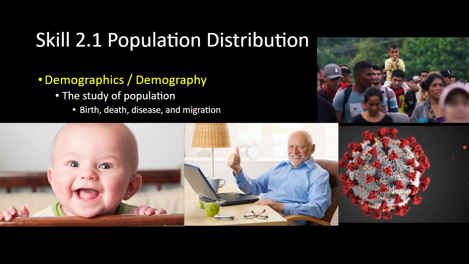Sorry, 2.1 is also about demographics. Demographics is a fancy word meaning the study of population. And what we're looking at in terms of population is birth, death, disease, and migration, as these pictures indicate. You got birth, you got death, disease, and you got migration.